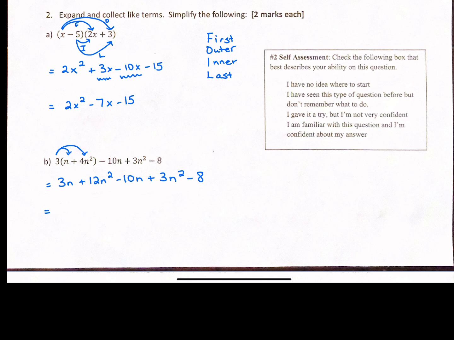So if I collect my like terms, I see that there are 12 n squareds and 3 n squareds. So 12 plus 3 gives us a leading coefficient of now 15 of those n squareds. If we look at the n's, you have positive 3 minus 10. 3 minus 10 is negative 7 of those n's. And the only constant that we have at the very end is negative 8, and that stands by itself. So our final answer is 15n squared minus 7n minus 8.